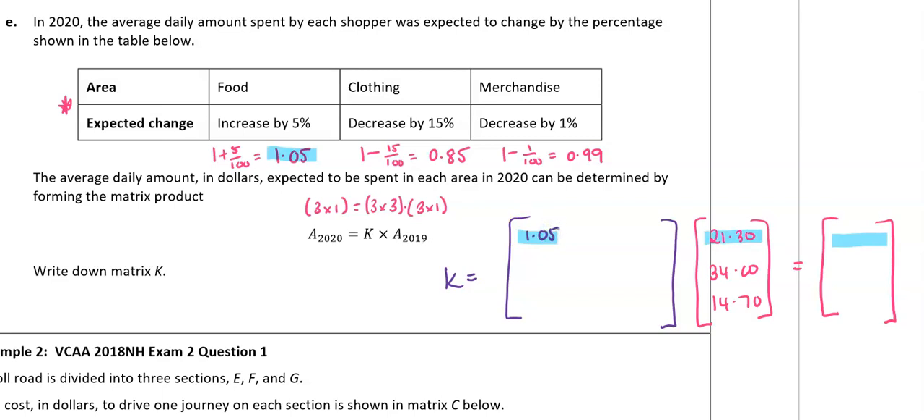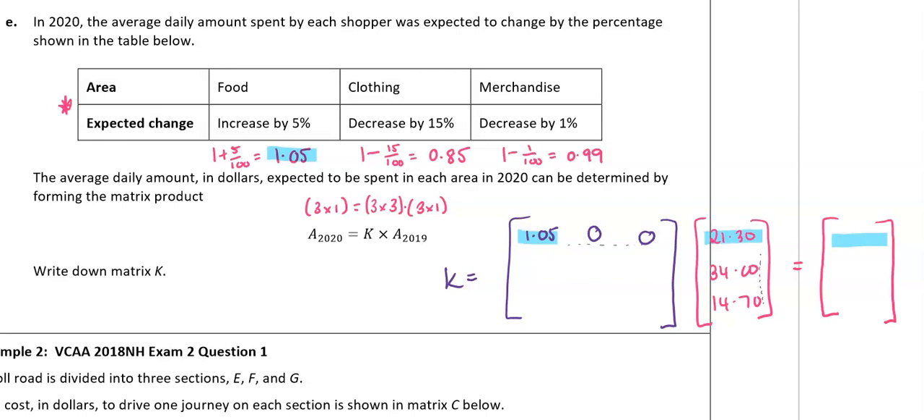But then if I was to move across my row and down my column, I actually don't want to add on anything from the clothing and the merchandise section. So in order to not add anything on, I need to multiply these values here by 0. So that means in my K matrix, I make it a 0 in column 2 and a 0 in column 3. Because that means I won't carry forward any of that value from the other areas.